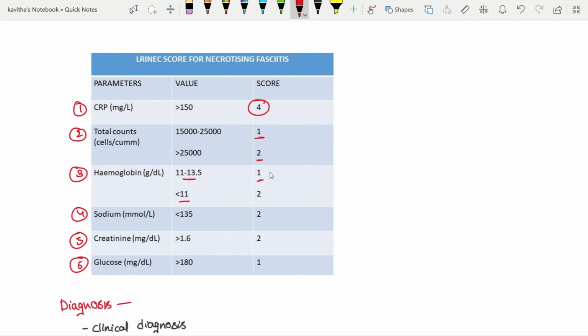If Hb is less than 13.5 up to 11, it is 1. If it is less than 11, then 2. If the sodium is less than 135, we'll add the score of 2. If there is more creatinine, we'll add score 2. If there is hyperglycemia, then you add 1 point.